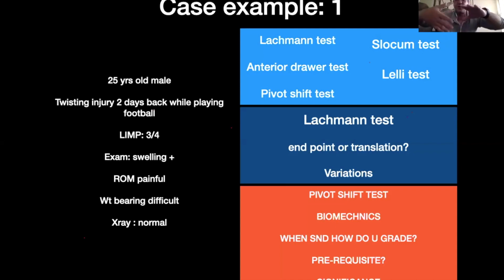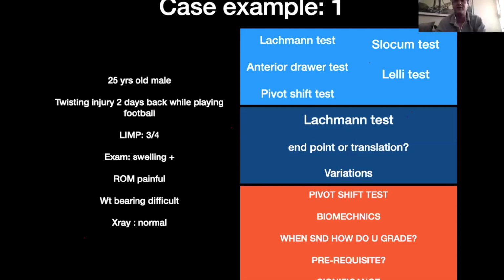So when you have small hands, you can also do it with one hand, because sometimes you may not be able to grip the thigh. Yes, that exactly is one variation. The second variation is you could have the knee off the table. Off the table, with your left hand, you stabilize the thigh again, and with the right hand, you assess your translation.